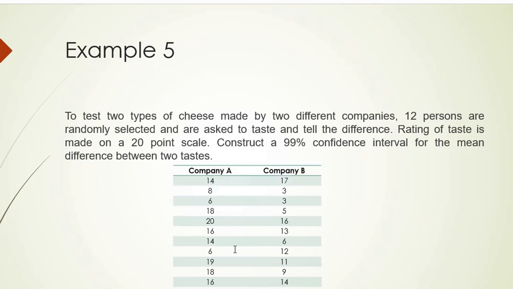So that means we are using dependent samples. The same person is tasting two things. The next person is tasting two things. So these two readings taken from the same person will be correlated. It means these two readings are dependent on each other.